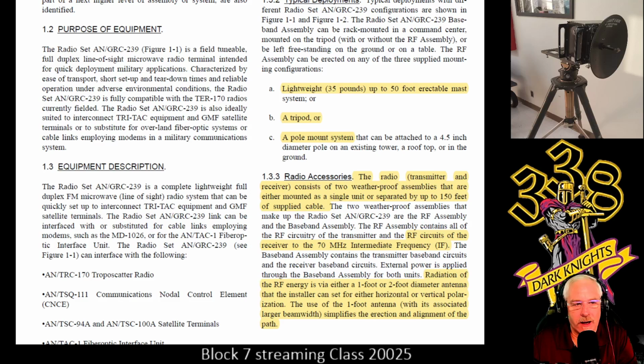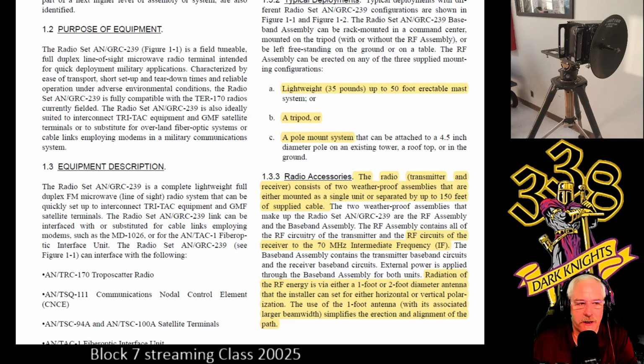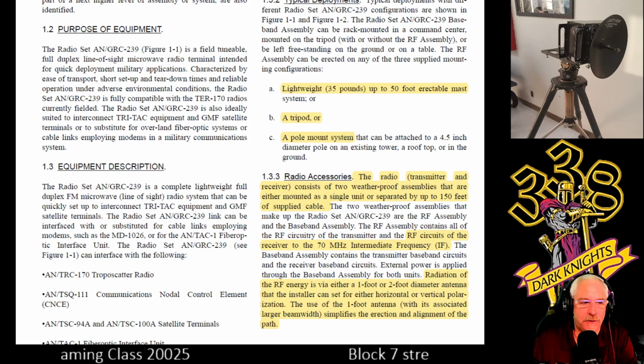Down below that, I highlighted where it says RF circuits of the receiver are 70 megahertz. Where have you seen that one? Okay. And then the next part of that highlight is radiation of the RF energy is via either a 1 foot or 2 foot diameter antenna. And the installer can set for either horizontal or vertical polarization. It says use of the 1 foot antenna with associated larger beam width simplifies the erection and alignment of the path.